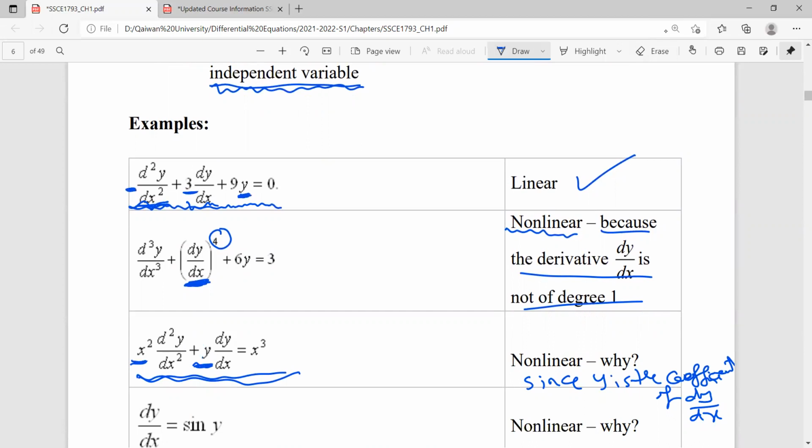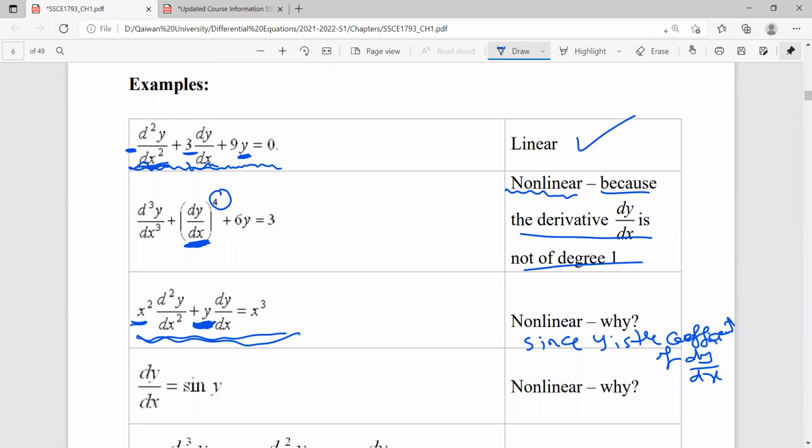You should first recognize what is the dependent variable and what is the independent variable. Here, the dependent variable is y, and the independent variable is x. Here we have a dependent variable which is multiplied by a derivative. That means this is not a linear differential equation. It's non-linear.